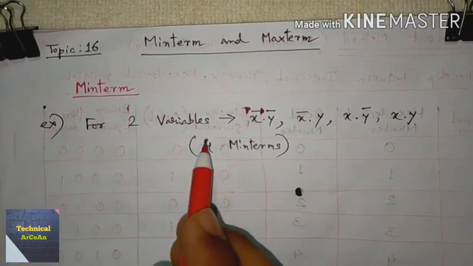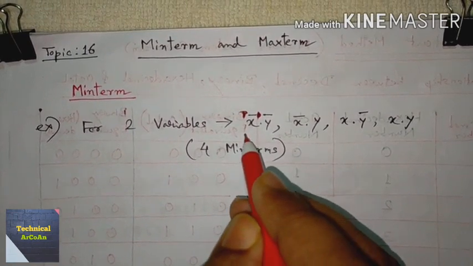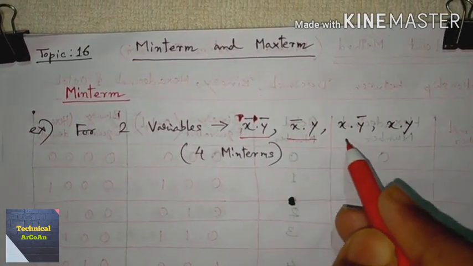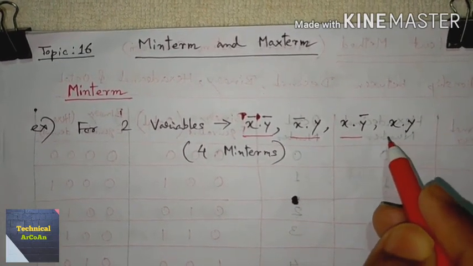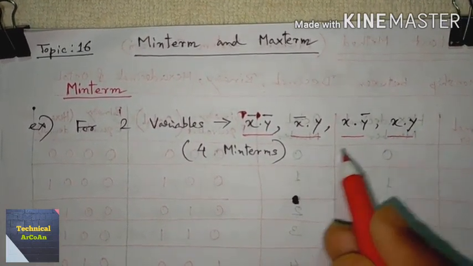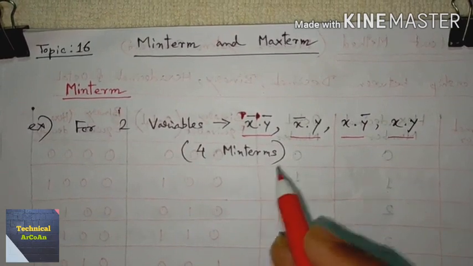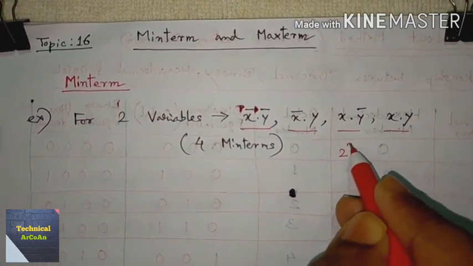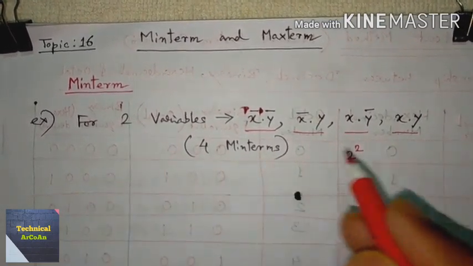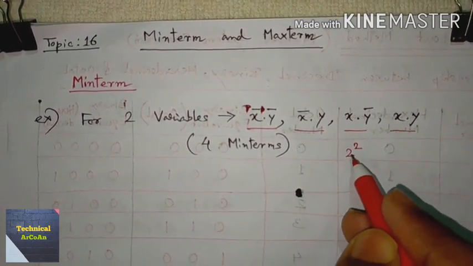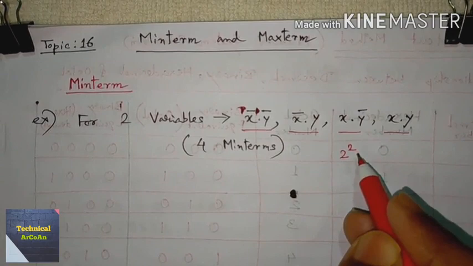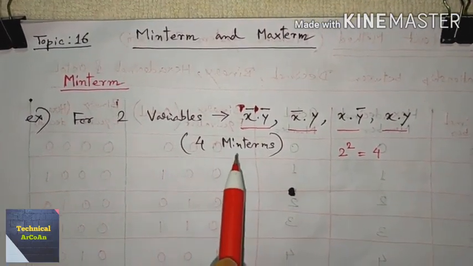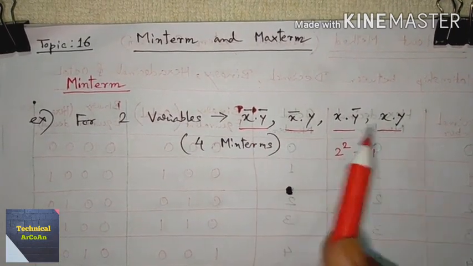Now for two variables, the min terms are x complement dot y complement, x complement dot y, x dot y complement, and x dot y. Okay, that means four min terms. And how can we get these four min terms? Using 2 to the power 2, meaning this is a two variable. If we put the power of 2 as 2, then we get 4. That means for two variables we get maximum 4 min terms.